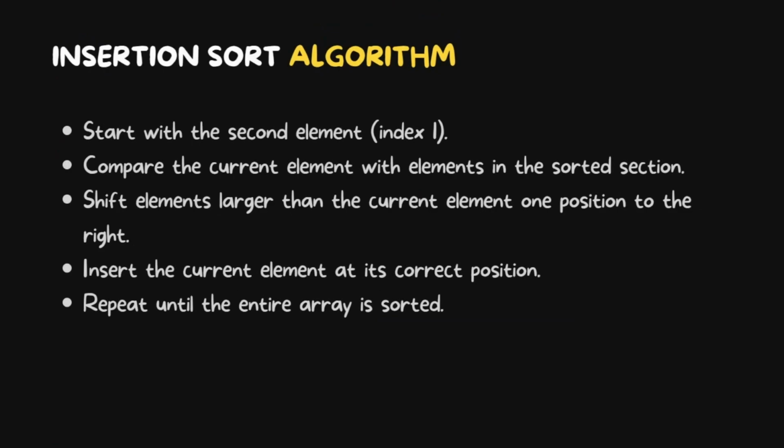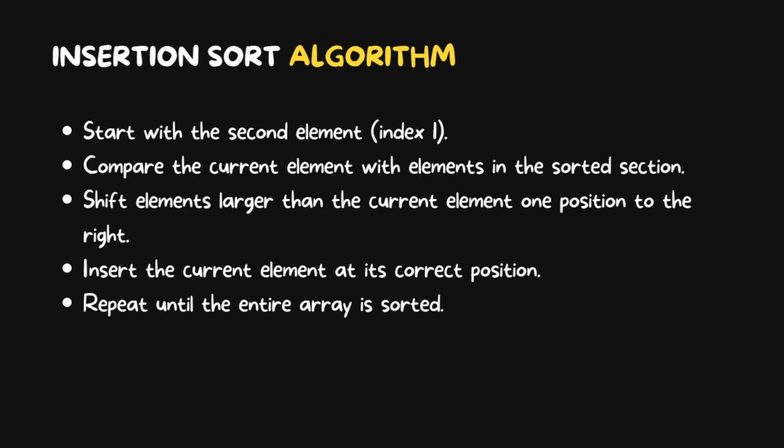Let's break down the algorithm step by step. In the first step, we start with the second element and treat the first element as already sorted. In the second step, we compare the current element with previous elements. We check if the current element is smaller than the elements in the sorted section.